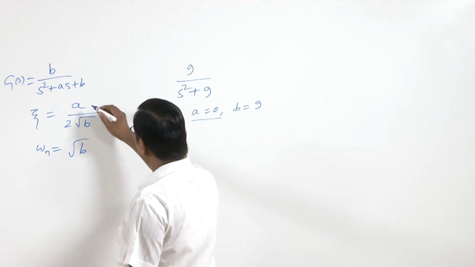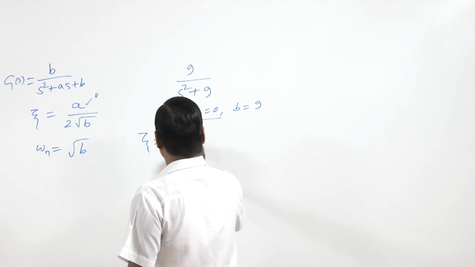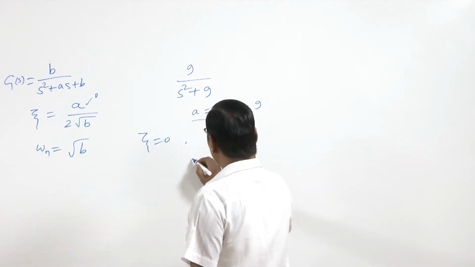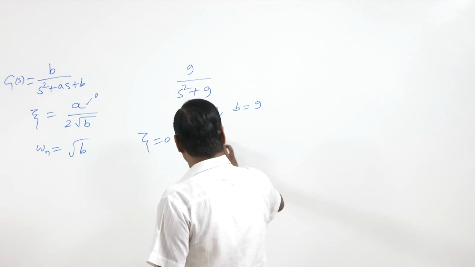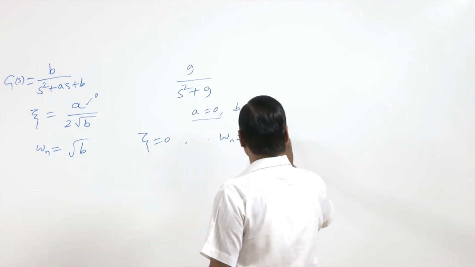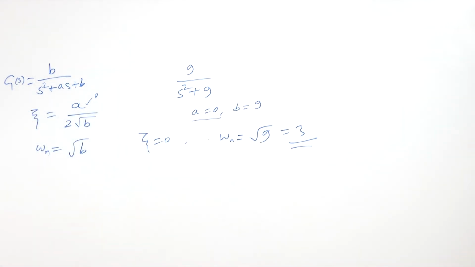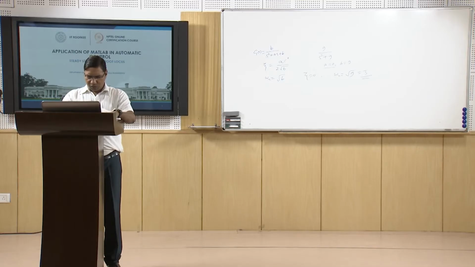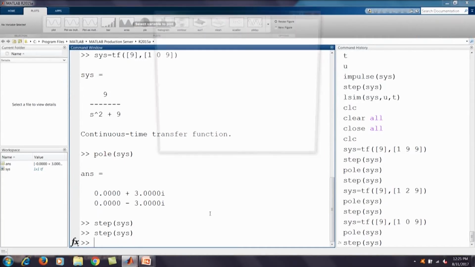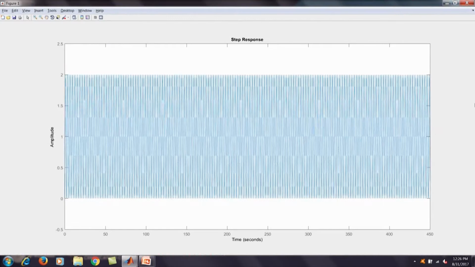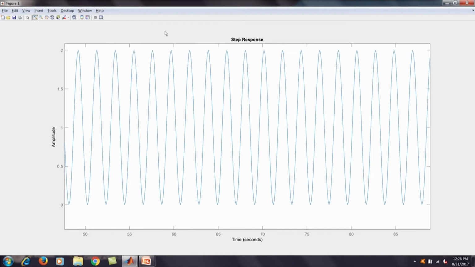So a is 0, so damping is 0, and b is equal to 9, so omega n is equal to root 9, so we get 3. So this is the natural frequency of the system, and this is the undamped response of the system. There is no damping in the system, so this is the natural response of the system with the natural frequency, that is omega n equal to 3.